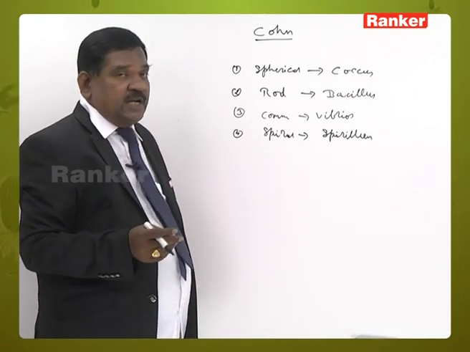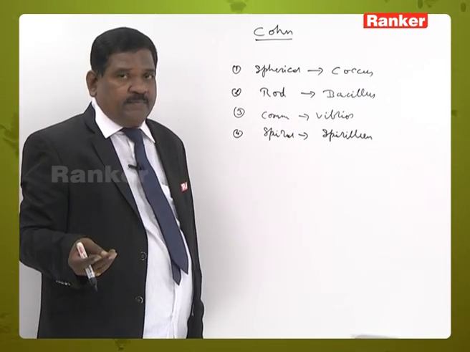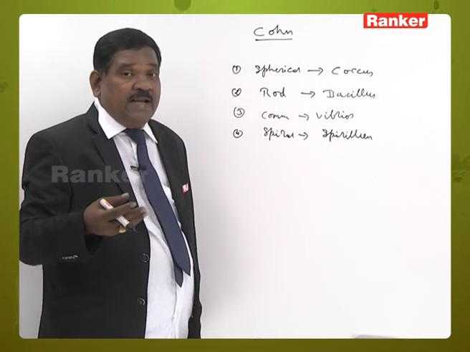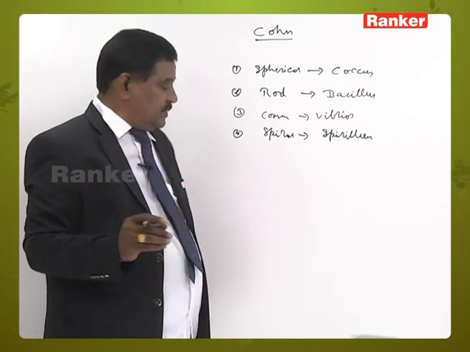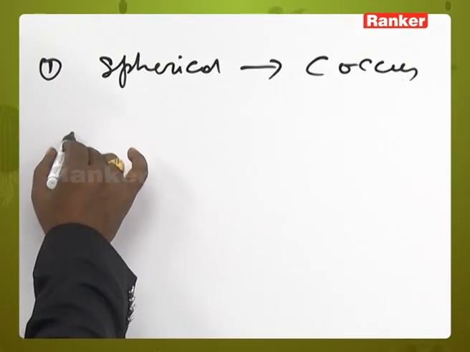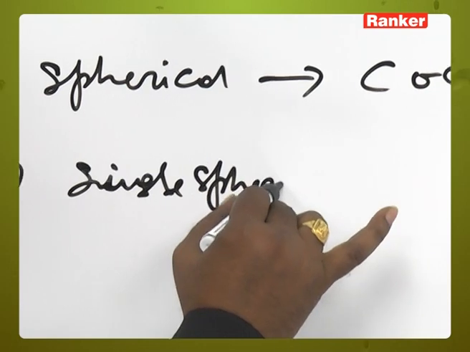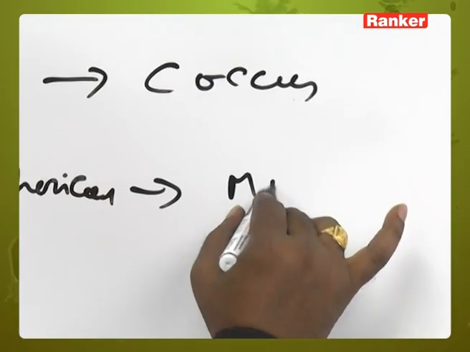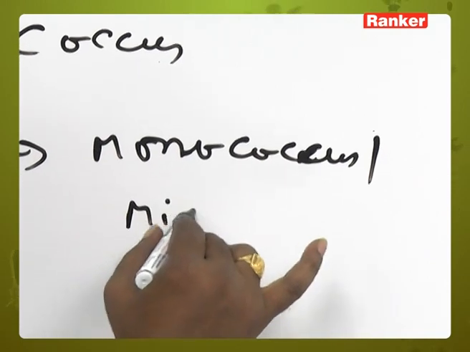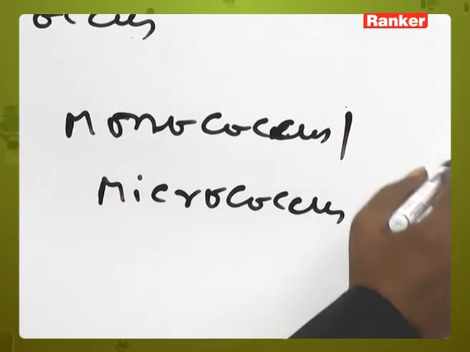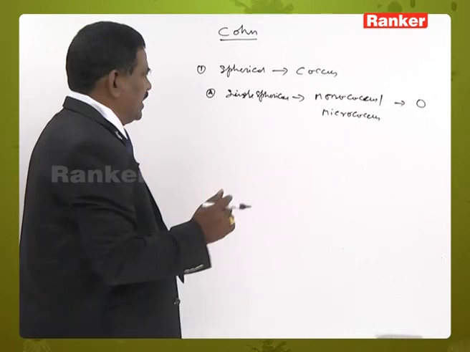Now first come to the spherical shaped bacteria, coccus. Here the bacteria are present either individually or in groups, especially cocci that show different arrangements of the cells. So based on the arrangement of the cells, these cocci bacteria are of various types. Now first, the coccus: single spherical shaped bacteria, monococcus or micrococcus.